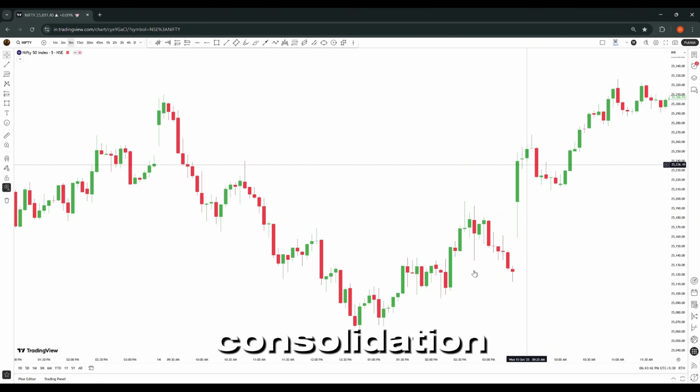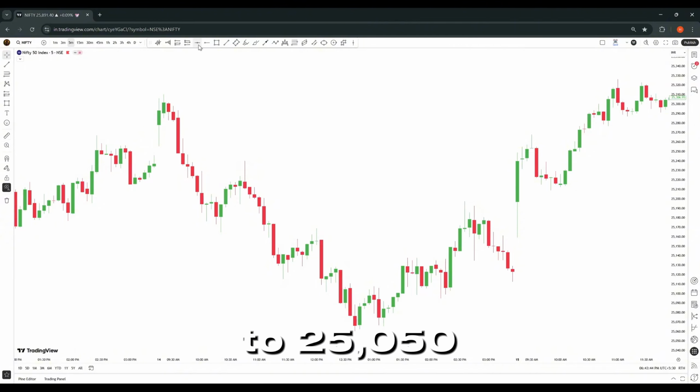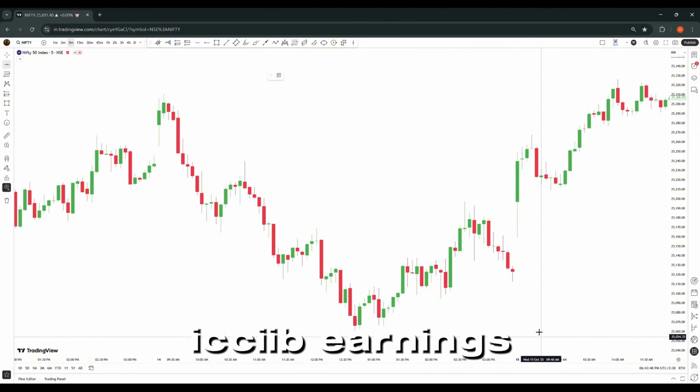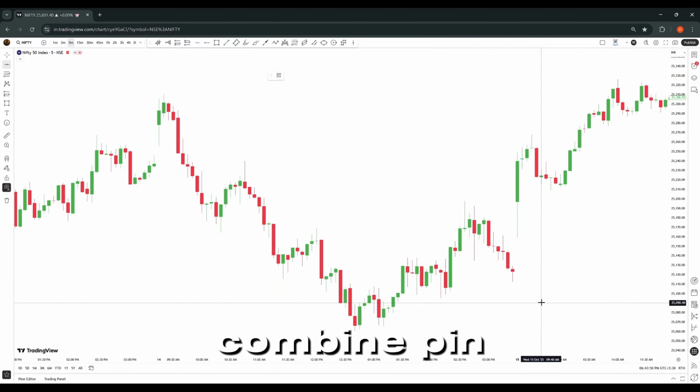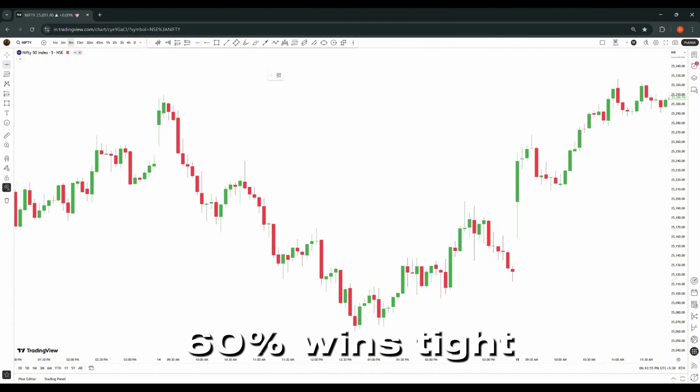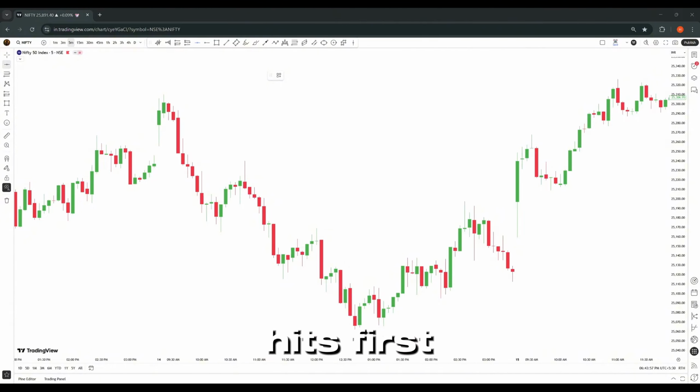Inside bar in a Nifty consolidation: breakout to 25,050. Ventura highlights these for ICICI Bank earnings plays. Combine pin bar and inside bar for big moves. 60% wins, tight risks. Which concept hits first?